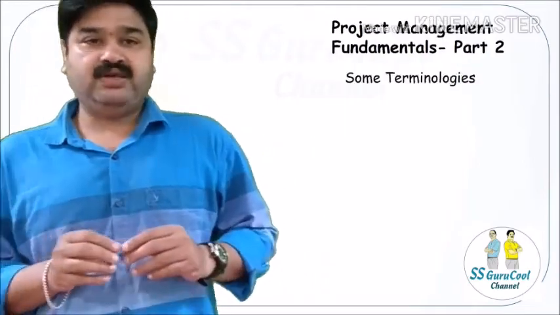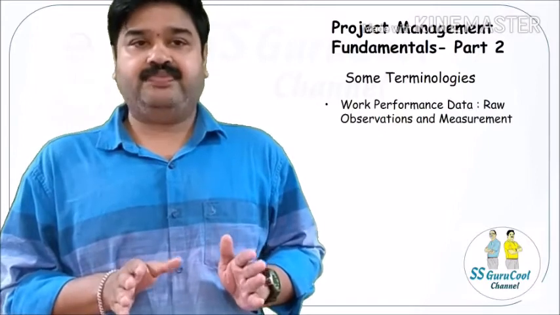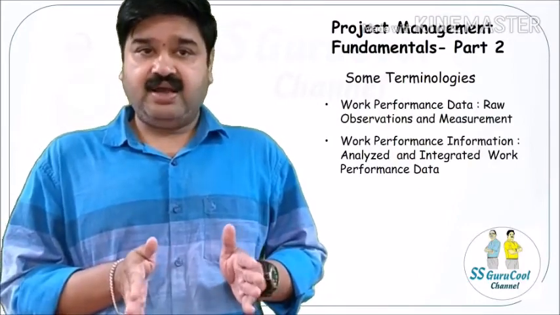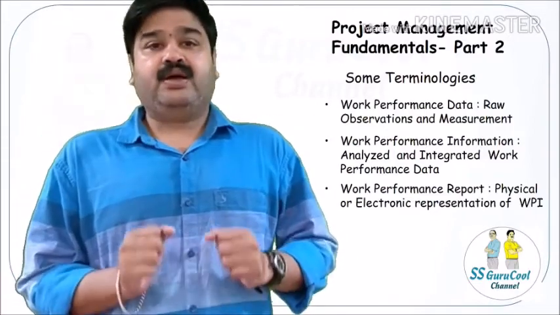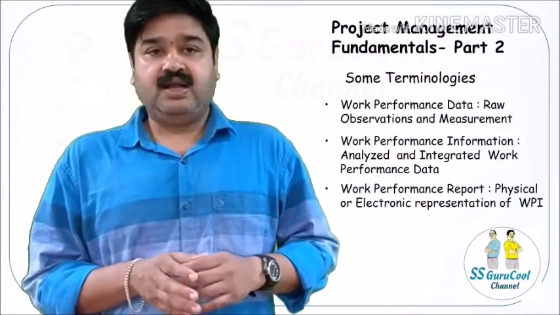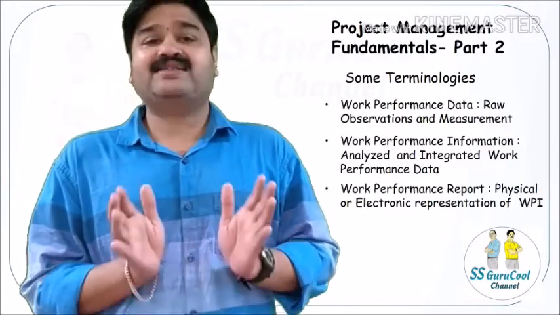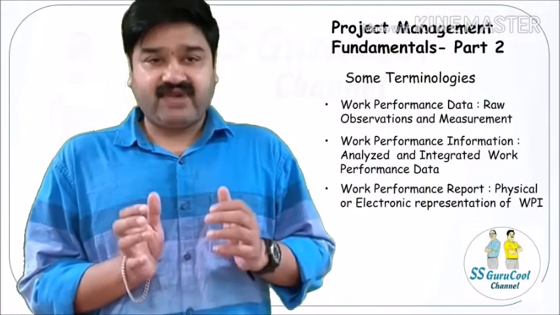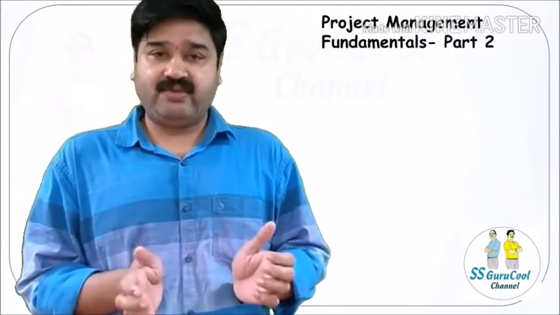Some more terminologies. Work performance data. Work performance data is a raw observation or data of a particular object. Work performance information: processed work performance data is work performance information. And lastly, work performance report: an electronically or physically generated document on the work performance information becomes a work performance report. For example, the cost is $5 is work performance data. The cost is $5 as against a plan of $6, so we are $1 less than the planned one, is work performance information. And that put in a work performance report or a weekly status report becomes a work performance report.